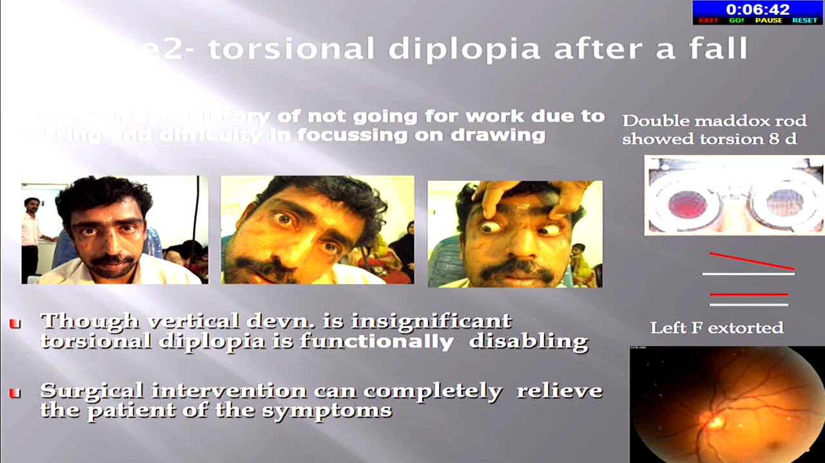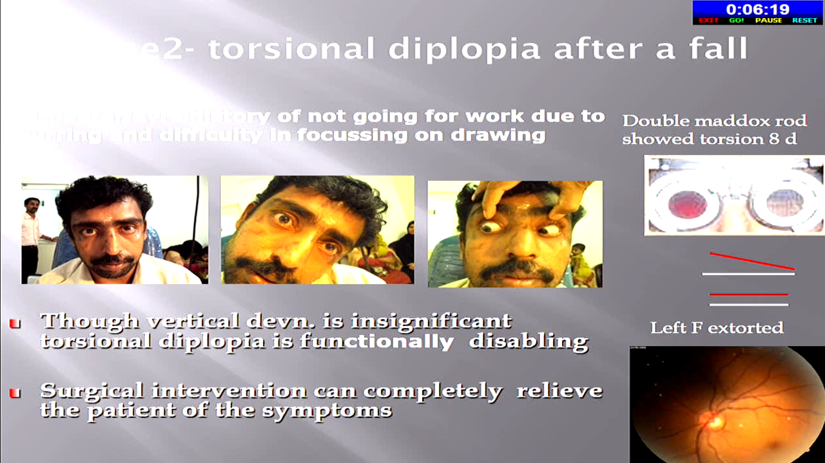So this is another case, a traumatic one. After a fall, he developed diplopia, and the wife brought him. He was a carpenter with a 5 year history that he cannot work at the carpentry because he sees double when he is drawing a line on the planks. So there was blurring and difficulty in focusing.